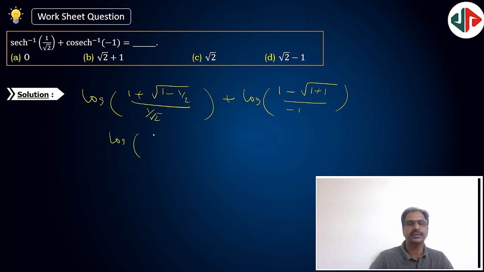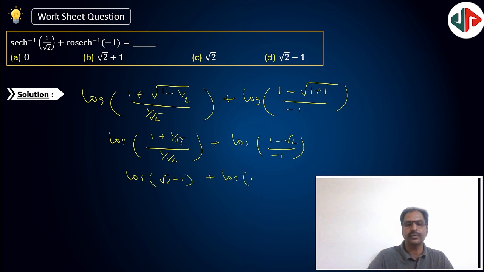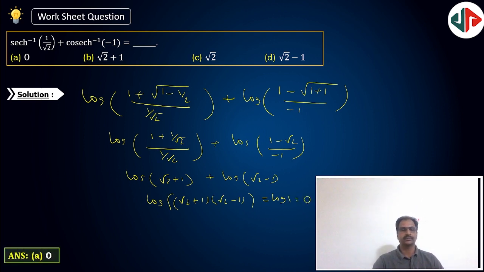Now by simplifying this, you get log of 1 plus 1 by root 2 by 1 by root 2, plus log of 1 minus root 2 by minus 1. This is nothing but log of root 2 plus 1. This is nothing but log of root 2 minus 1. Log m plus log n is log of m into n. Root 2 plus 1 into root 2 minus 1 will be 1. Log 1 is 0. Option A is the correct answer.